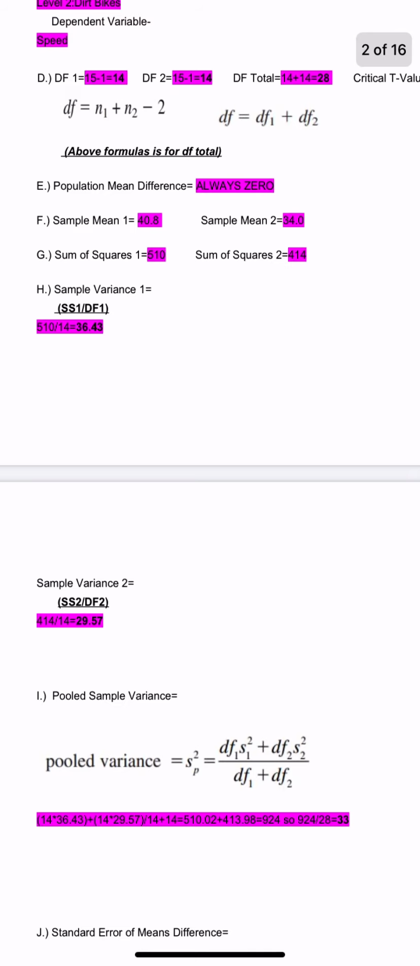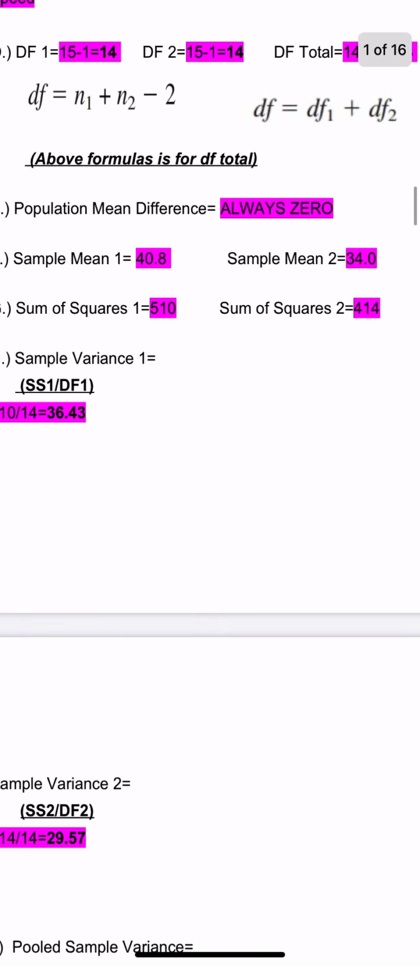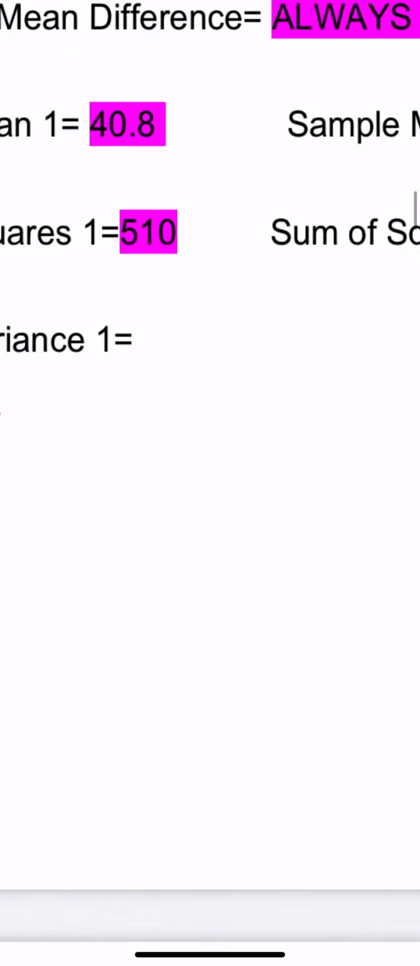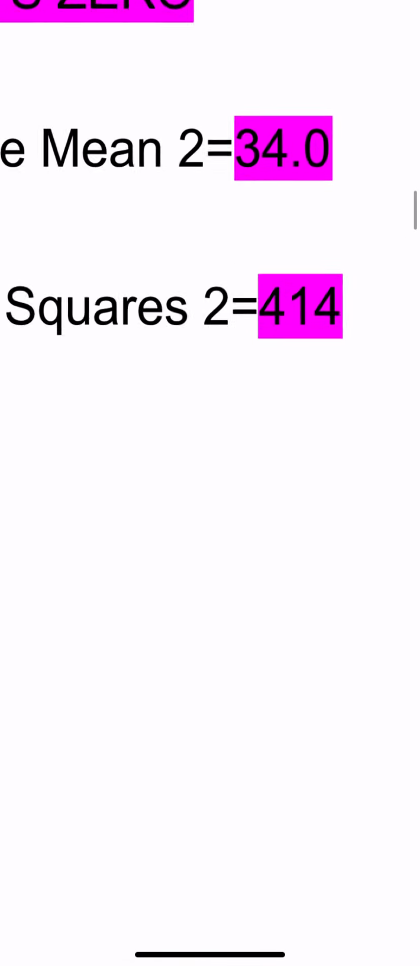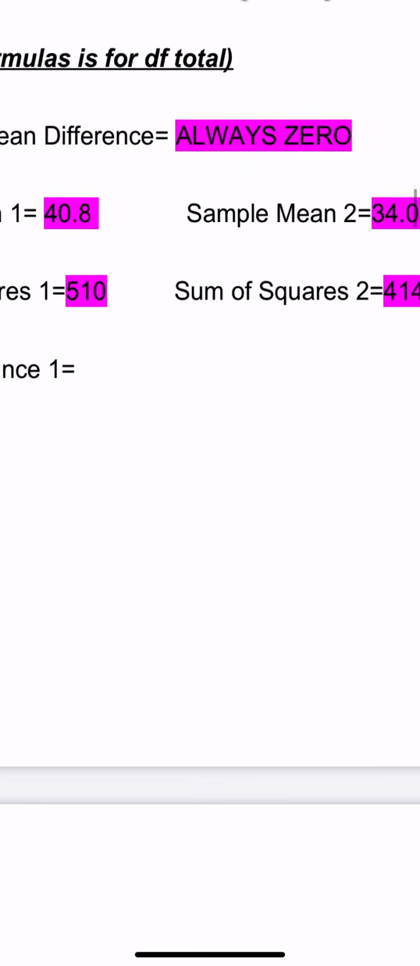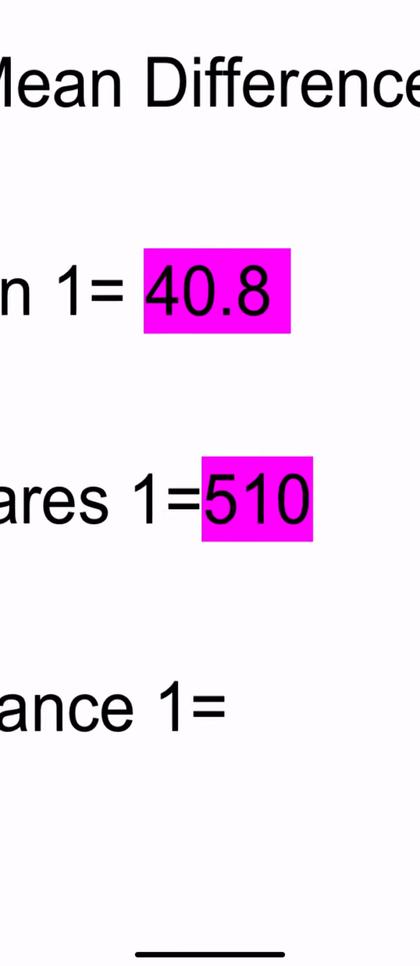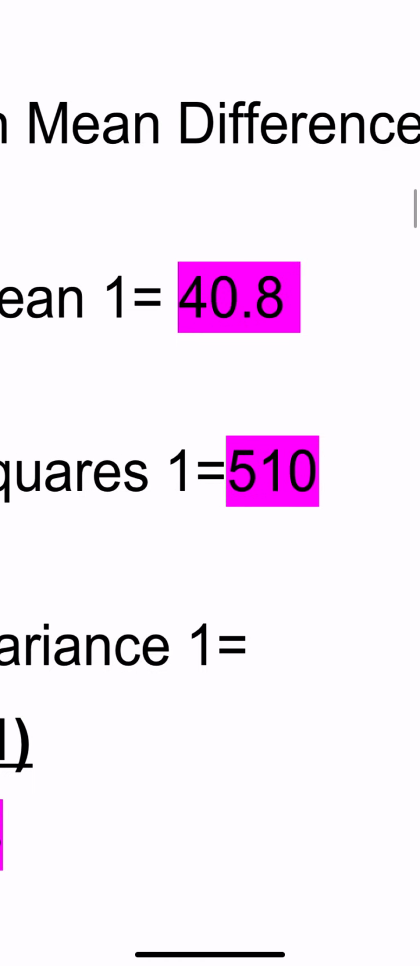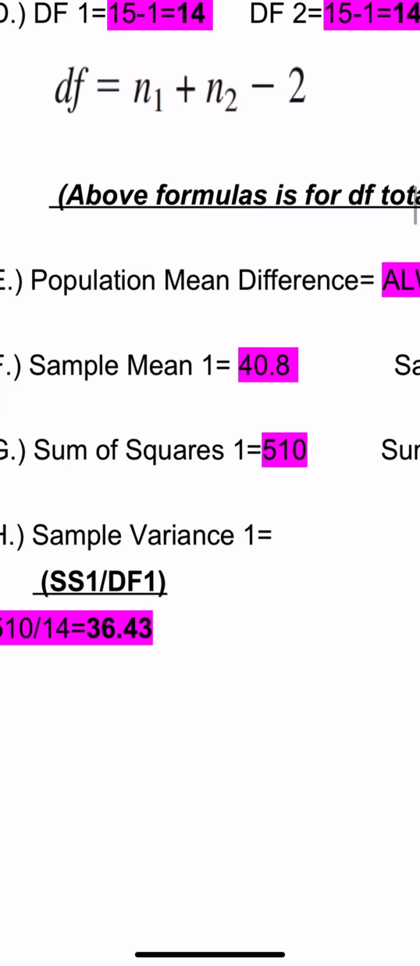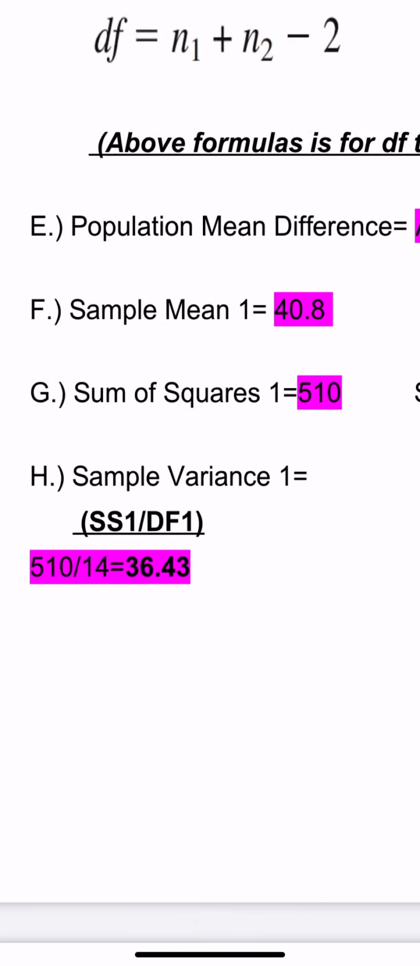Sample mean. Well, these are given, so the sample mean is given. The sample mean of group 2 is given. Sum of squares is given. And the sum of squares of group 2 is given. All right, so this stuff was given to you. Again, we've been tested on this. I know everyone by now knows how to compute a mean and compute a sum of squares. So you're given this information, and we're going to move forward.